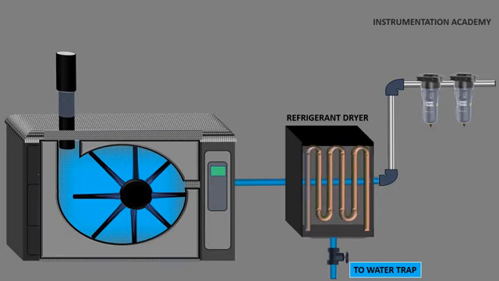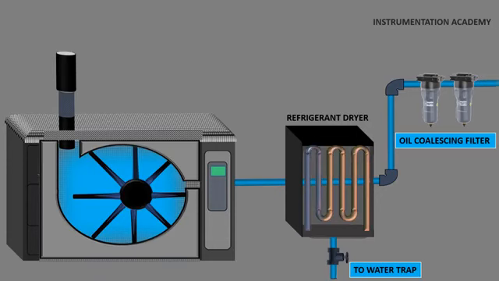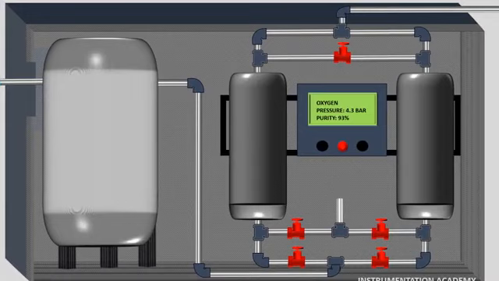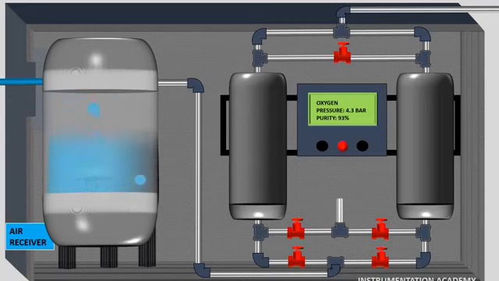Now the air is allowed to pass through an oil coalescing filter which efficiently removes oil aerosol and wet dust which would come from the lubrication of compressor element, the intake air and the compressor installation itself. The output air coming from the filter is fed to an air receiver. This air receiver acts as an accumulator and the air supplied to this air receiver must be dry. Compressed air from the air receiver is now fed to the oxygen generator.